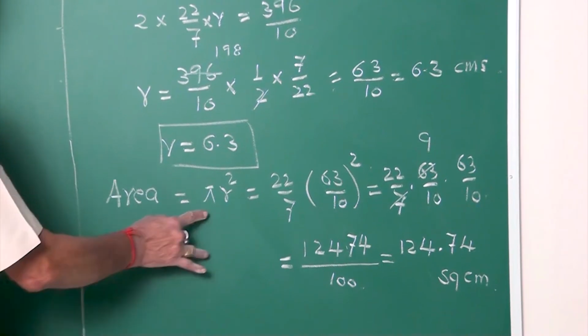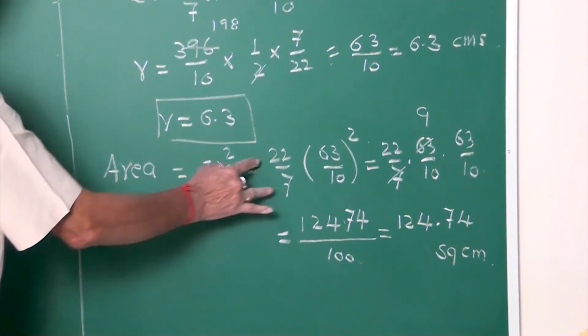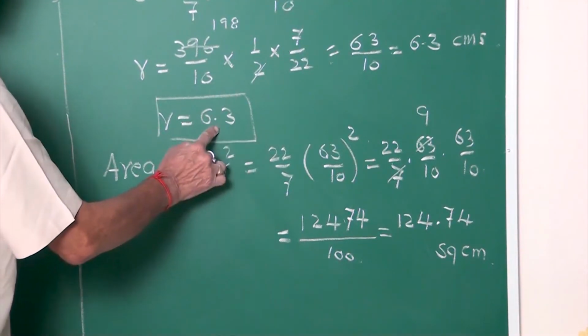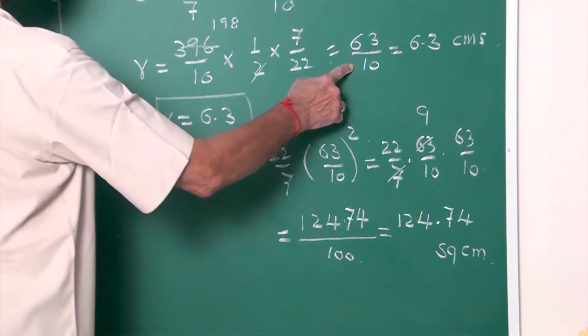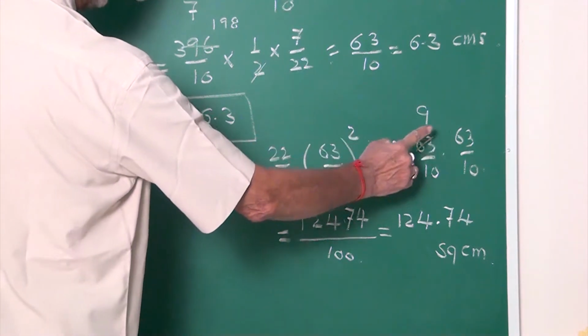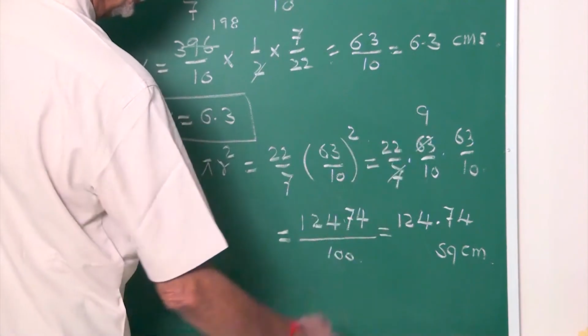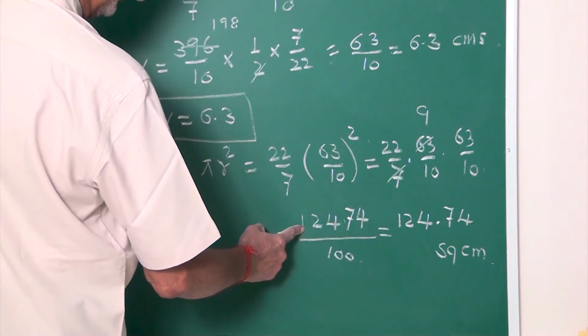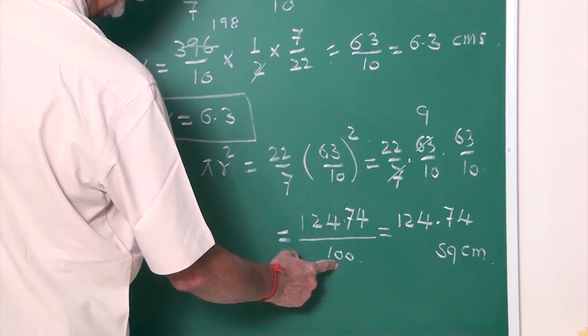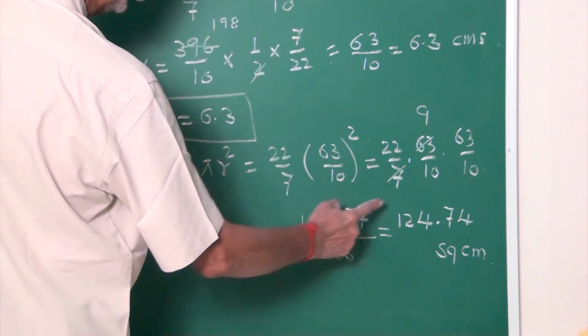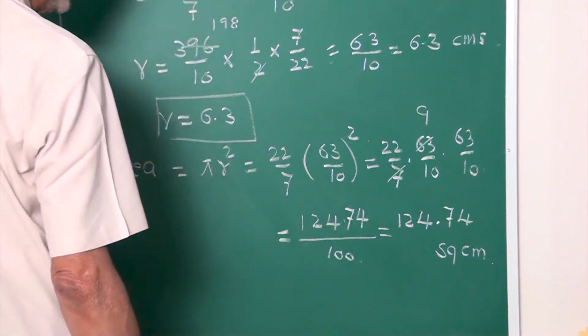Then area equal to pi r square. Pi is 22 upon 7 into 6.3, which is nothing but 63 upon 10 into 63 upon 10. Like this, if you simplify, you get it as what? 124.74 upon 100, which is 124.74 square centimeters.